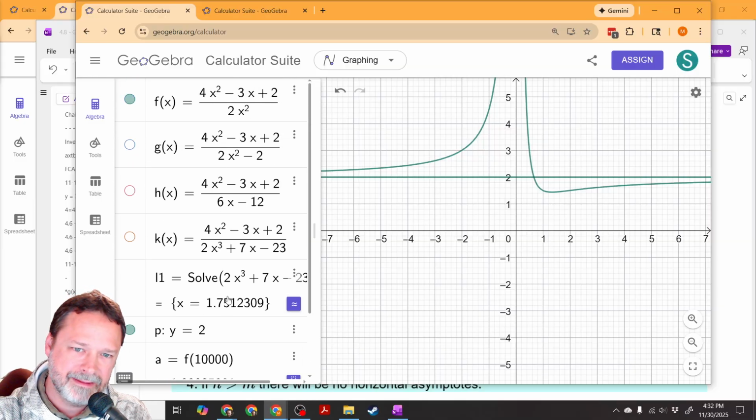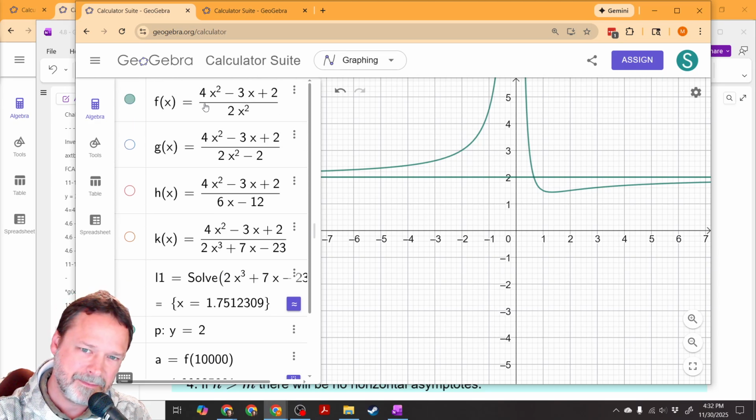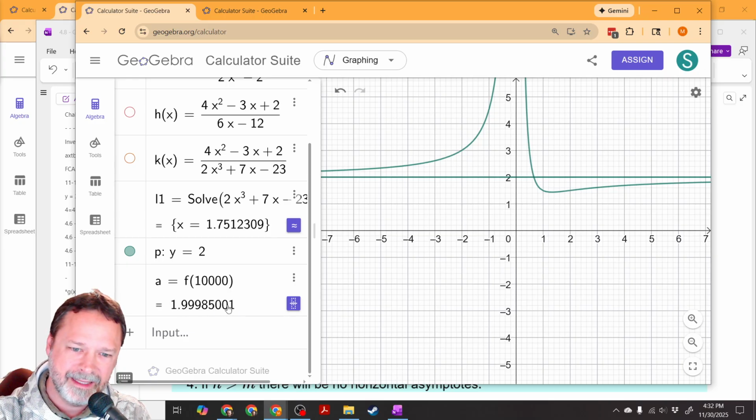And it makes sense because for this minus 3x plus 2, if we plug in 1,000, 1,000 squared times 4 is huge compared to minus 3 times 1,000. So that little extra part is not doing a whole lot when values get really large. And so that's why we're getting 4 over 2. We're approaching that as we get larger and larger values for x.